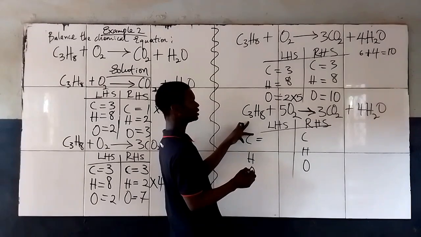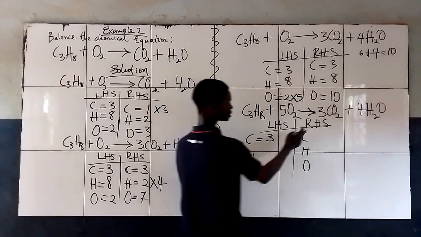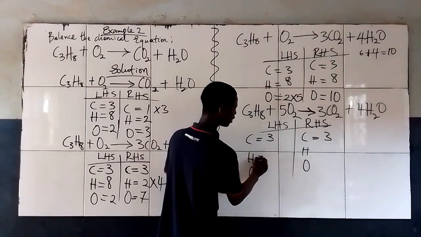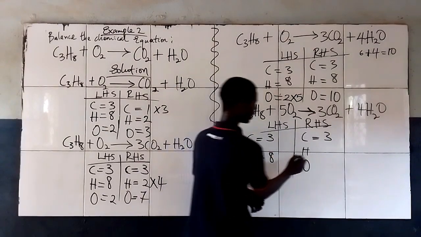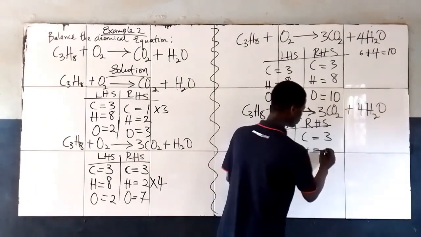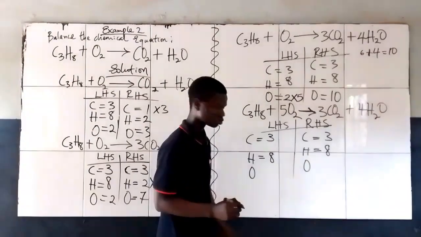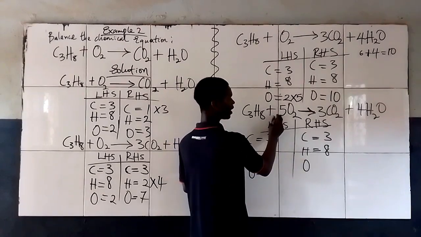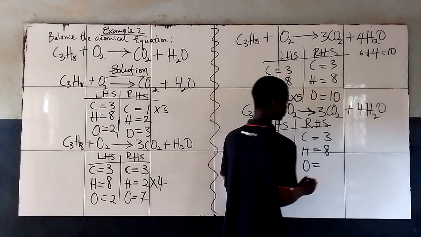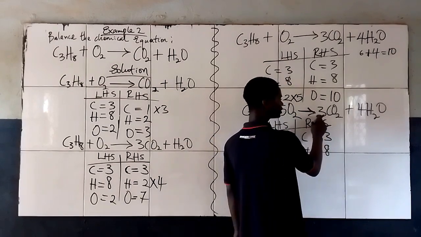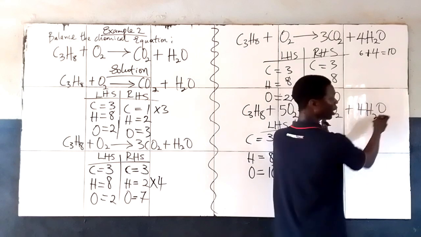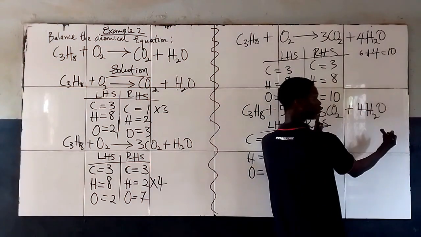How many carbon on this side? You have 3 because of the subscript. Then how many carbon? You have 3 because of the coefficient. How many hydrogen? You have 8 because of the subscript. How many hydrogen? Watch out, watch out. 4 times 2 is what? 8. So it's 8 hydrogen atoms. Then for oxygen, 5 times 2 is now what? 10. Then let's look at the right hand side. This is 3 times 2, 6, hold it. Then 4 times 1, 4. So 6 plus 4 is what?